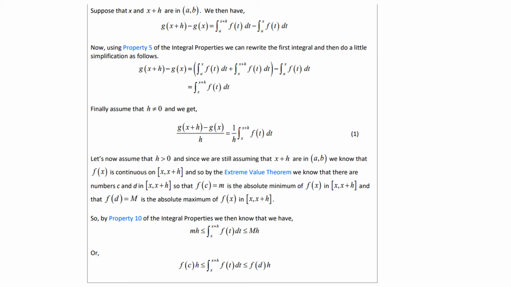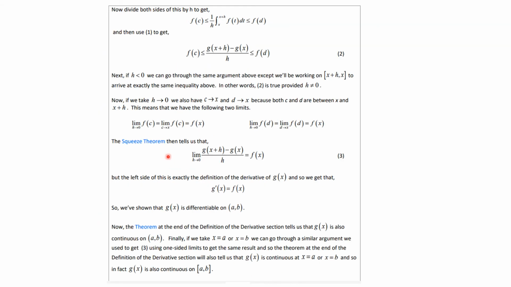And I will divide now by h, like I was talking about doing, and I can get that g, the difference quotient of g, is between this number and this number. Now we're going to use the squeeze theorem, because you see c and d were chosen in x and x plus h, and so that means that the limit of both of them is f of x, because f is a continuous function. That means we can use the squeeze theorem. This limit and this limit both are f of x, so that means the limit in the middle is f of x. So what we have shown is that g prime of x is f of x.